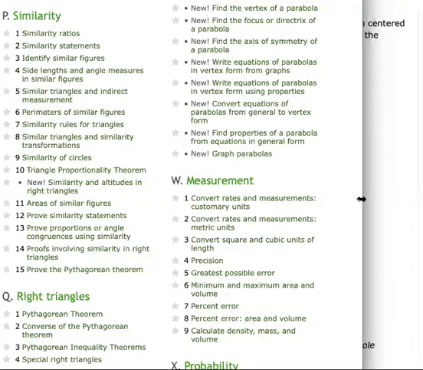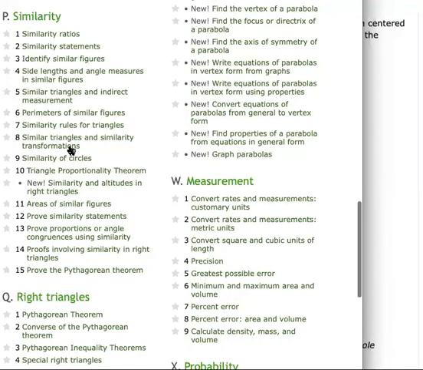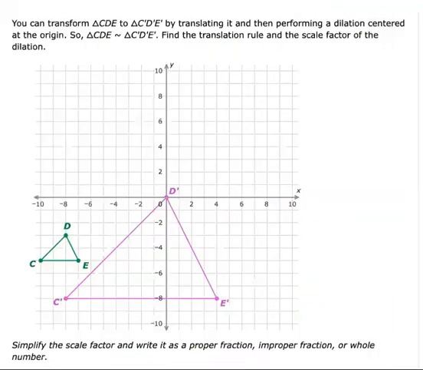All right, the next one we're going to look at is similarities, similar triangles and similar transformations. It's a P8. So looking at some examples here, I'll show you how to do them. You can transform CDE to image CDE by translating it and then performing a dilation centered at the origin. So we're starting here at 0, 0. CDE is similar to the image of CDE. Find the translation rule and the scale factor of the dilation.